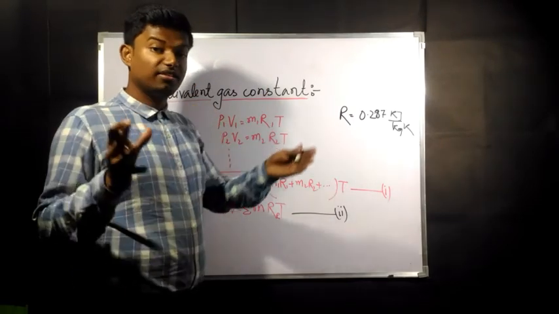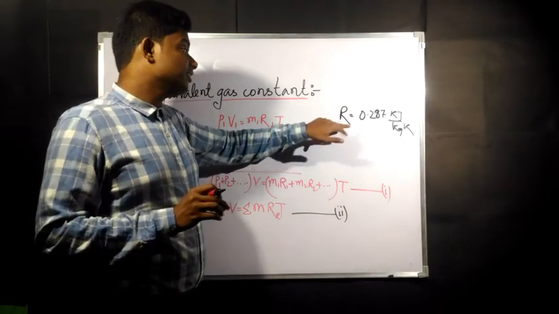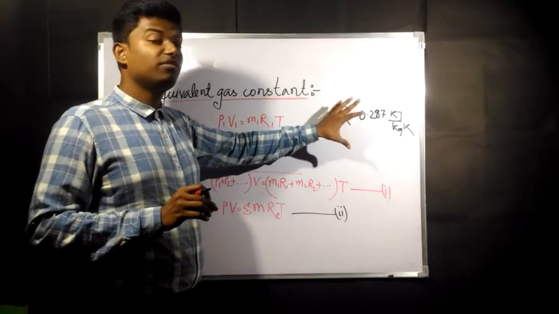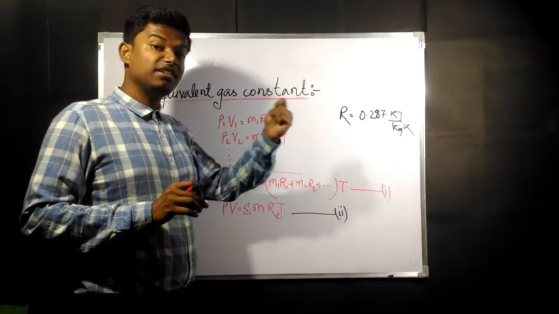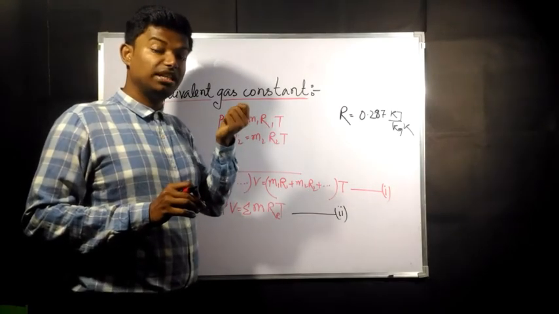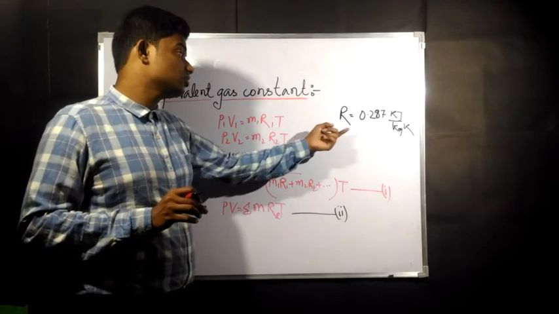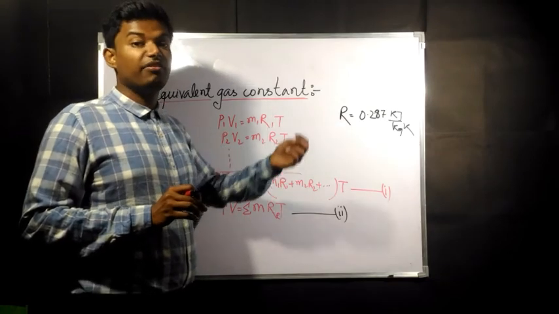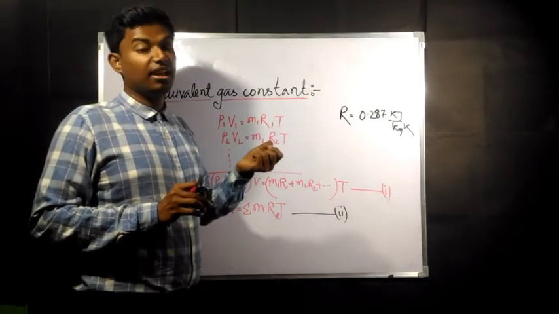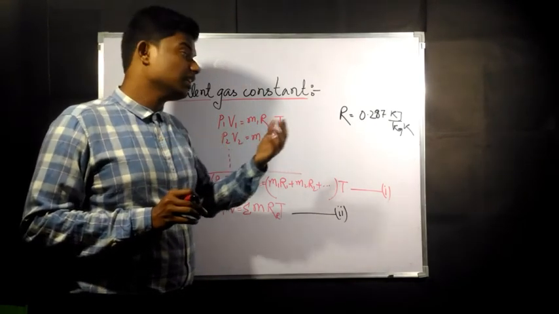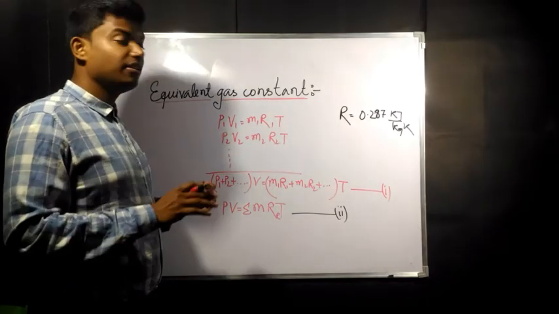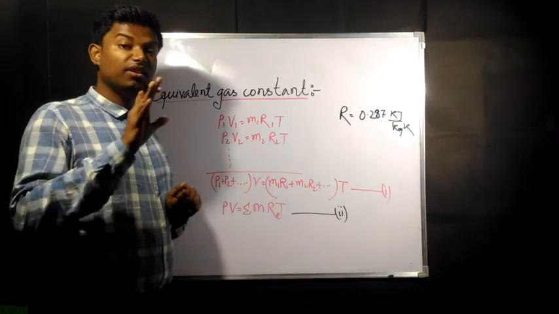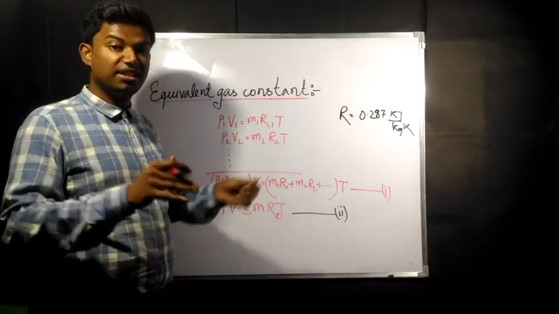This is an equivalent gas constant for all the gases that air contains. This R value is the equivalent characteristic gas constant of the whole mixture. But if we take individually each and every gas that constitutes air, we will find that each gas has its own individual characteristic gas constant. Likewise, we are going to find the equivalent gas constant for a mixture.